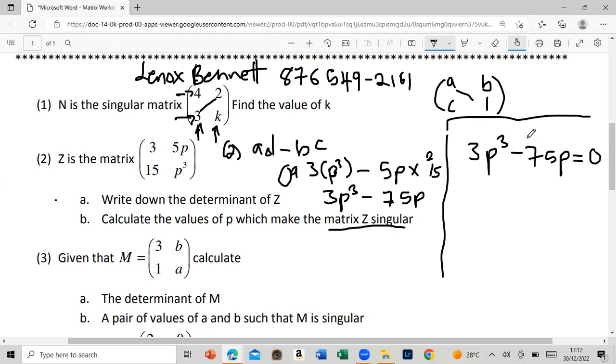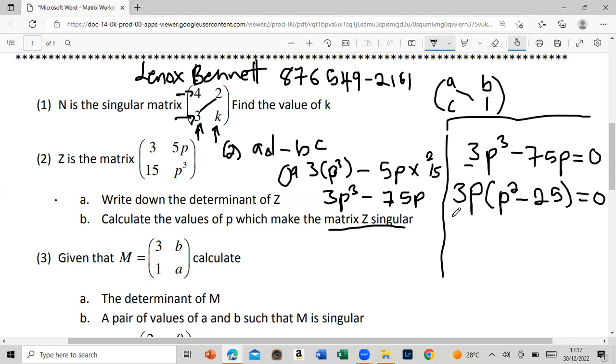We are going to approach this now. What I would have done is to factor out the common. So 3 is common, 3 can go into 75, and P is also common. So I'm going to take out 3P. This would leave P squared minus, 3 into 75, that goes 25 times, right? And that is equal to 0.